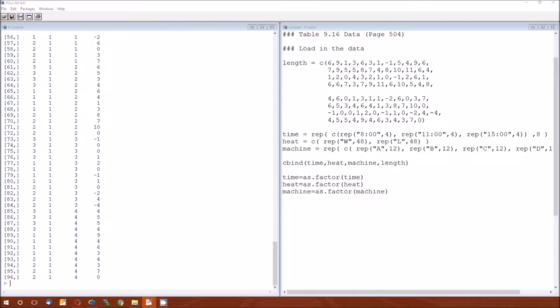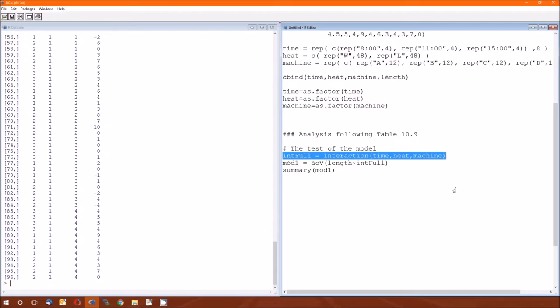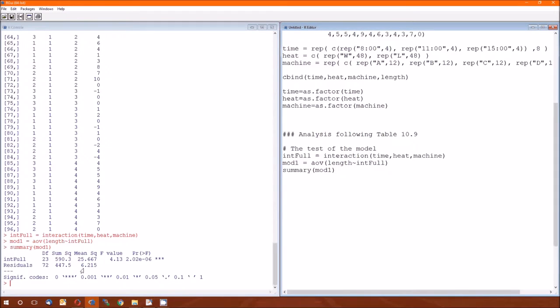So let's test the model, and that's the first part of table 10.9. Those first three lines are just testing the model, seeing if there is any variation in the model that's unexplained by just simple randomness. Again, it follows the same methods. We have to do an interaction of time, heat, and machine in this case. Then we do our initial model with the dependent variable, squiggle, that full interaction, and then do a summary of it. We see that the p-value is 2.02 times 10 to the negative 6, which is less than alpha. Therefore, there is variation that's unexplained by just simple variation.